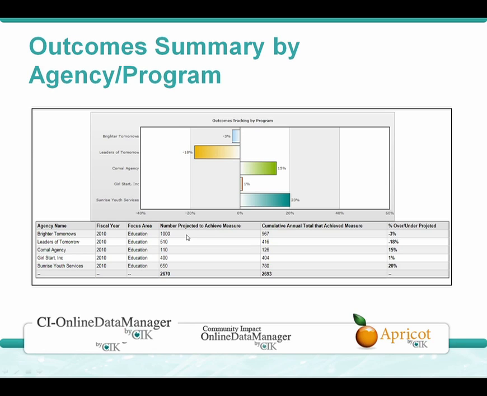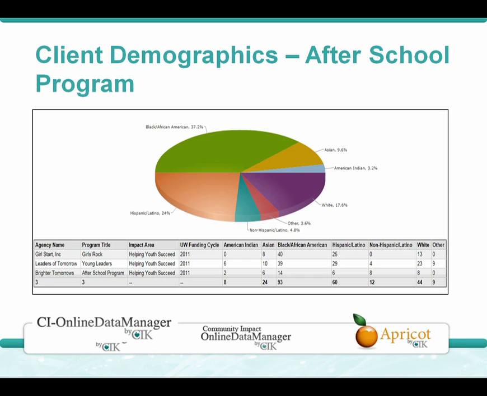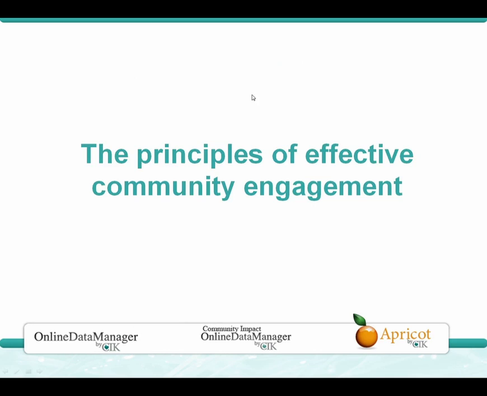This agency said 1,000 kids would do better on their post test during the year, and 967 did better. So you can see you can track that kind of information, and you should track that at a program and agency level. And again, you can also track demographics and those kinds of things if you want. So here's tracking demographics from agencies. Does that make sense, the difference between community-wide and agency outcomes and results?